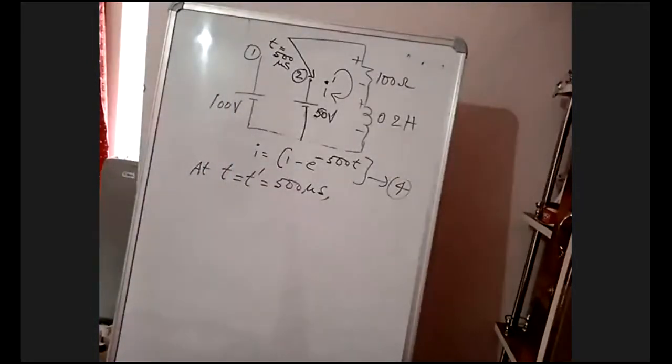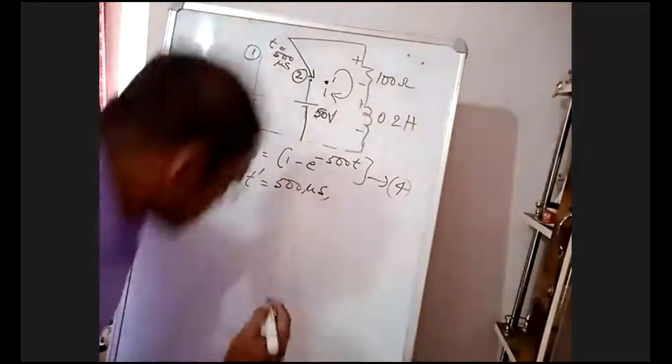Now I am determining the initial condition when switch is in position 2. When position 1, t is equal to 0, I is equal to 0. Now your current is not 0 after 500 microseconds. Now I have to determine the current at t after moving the switch to position 2. At t dash is equal to 500 microseconds, your initial current is like this.